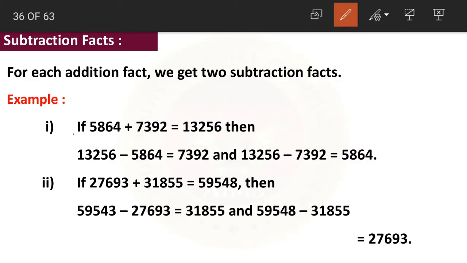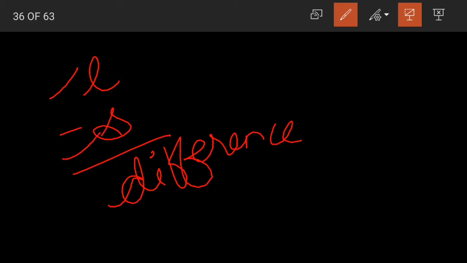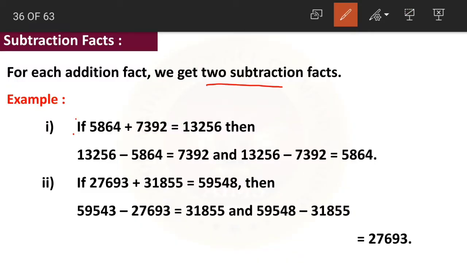Now for this addition fact, we will get two subtraction facts. What do we get, children? We'll get two subtraction facts. Now, what do we know about subtraction? What is the basic thing we know about subtraction? Larger number minus smaller number gives us the difference. Yes. What do we know? Larger number minus smaller number is equal to difference.